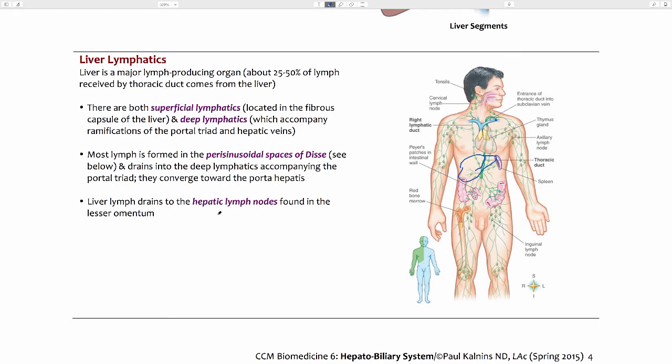There are hepatic lymph nodes found in the lesser omentum. This is important for a number of different reasons. One is, remember that adenocarcinomas in particular like to metastasize through the lymph. So colon adenocarcinomas, for example, will metastasize through the lymph. And unfortunately, they will make their way into the liver. And so the liver is a common site where these metastases will end up. So we'll see that although the liver can develop cancer on its own, the majority of liver cancers come from metastatic cancers.